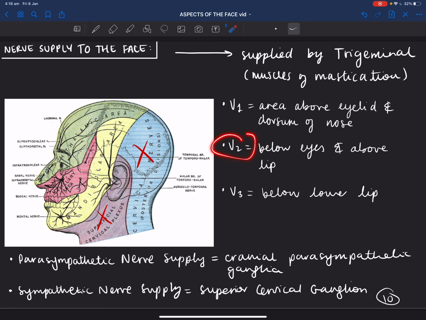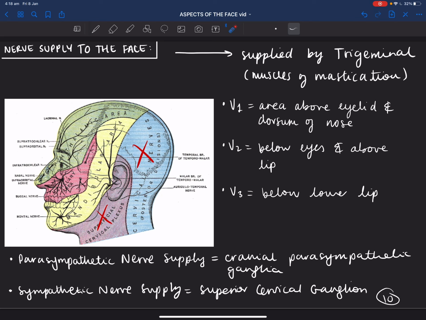Next we have V2, which is the maxillary division, and this innervates the face below the level of the eyes and above the upper lip. This supplies the face as the zygomaticofacial, zygomaticotemporal, and infraorbital nerves. So that's like here. Then we have V3, mandibular, which is quite important as well. This division innervates the face below the lower lip and supplies the face as the auriculotemporal, which is going up here, by the ear and going past our temporal region, the buccal, which is the cheek, and the mental nerves, which go down here.